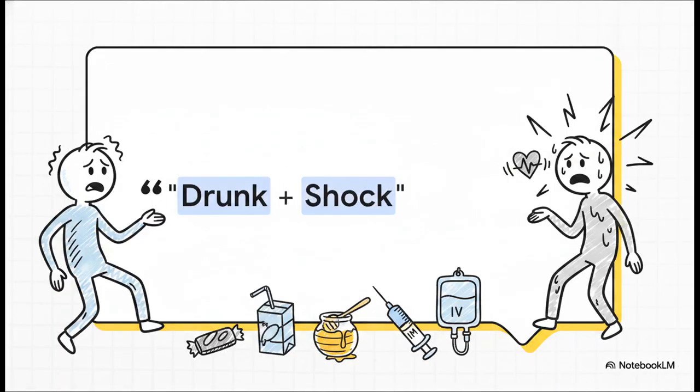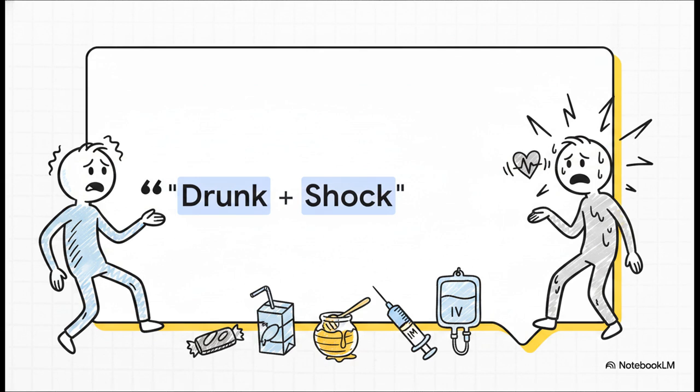So, sear this mnemonic into your brain right now. Drunk plus shock. It's going to help you instantly recognize hypoglycemia. Imagine someone who looks intoxicated: staggering gait, slurred speech, poor coordination. Now, add the classic symptoms of clinical shock: low blood pressure, tachycardia, clammy skin, anxiety. If your patient looks drunk and in shock, they are hypoglycemic.